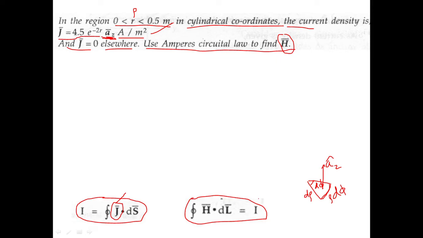Now here I have I already from this step. Then I'll try to find what is H vector from this one. And for this one, what will be dl? Here dl will be only this part, that is rho d phi, and the unit for that dl will be a phi cap.